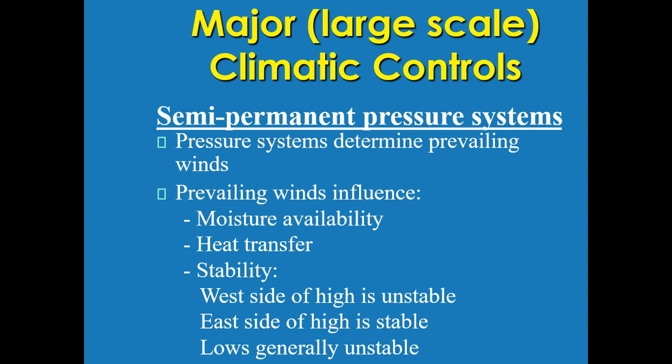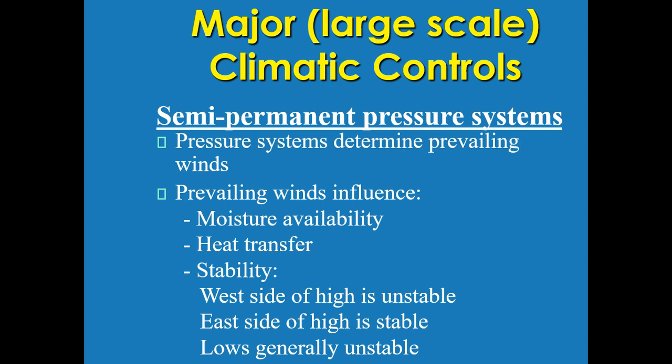They do determine the prevailing winds. That's a very important point. Prevailing winds then will influence how much moisture is available. Additionally, the heat transfer mechanisms. Stability is huge when we talk about semi-permanent pressure systems in climate, the average weather for a location.